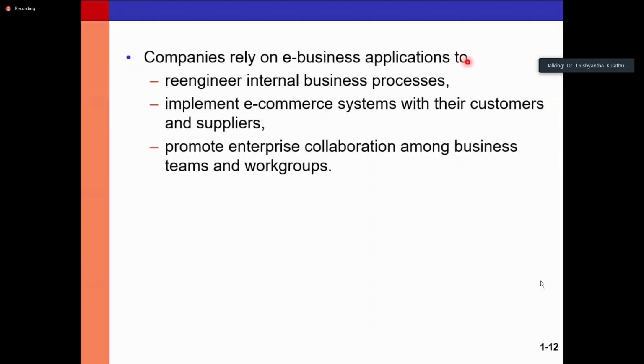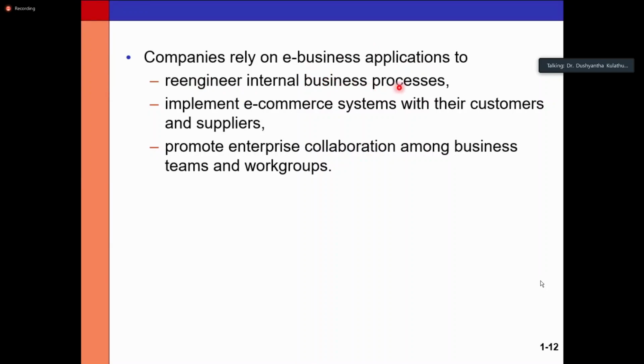Companies rely on e-business applications to re-engineer internal business processes. Now we can utilize these e-business applications for different reasons. There are three primary reasons identified. One is to re-engineer internal business processes, then implement e-commerce systems with their customers and suppliers, and promote enterprise collaboration among business teams and work groups. So we can use these business applications to re-engineer internal business processes.